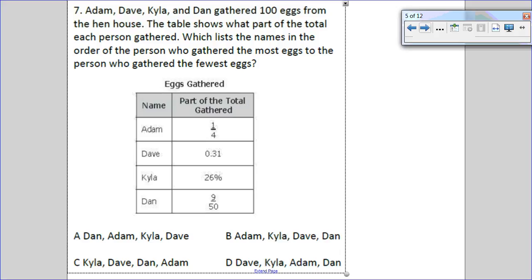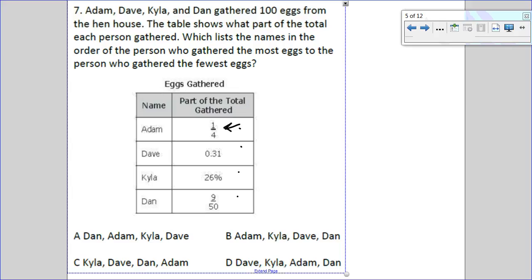So really all they're asking us to do is compare each of these and see which one is the smallest and which one is the biggest, and all in between, and put them in order from largest to smallest. Okay? So all we have to do is change these into the same format. We can change them all into fractions, percents, or decimals. Typically it's easier to just change them all into decimals. So we know how to do that. We've been doing that a while.